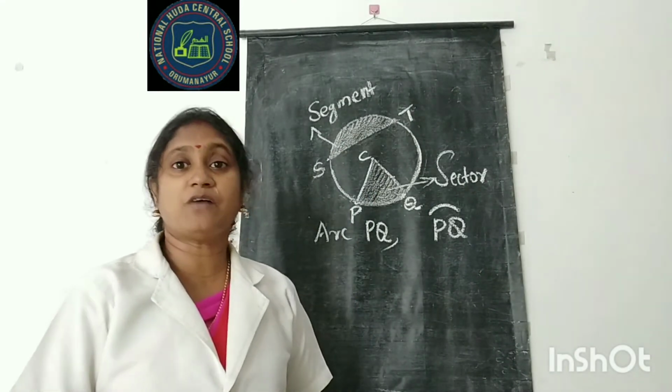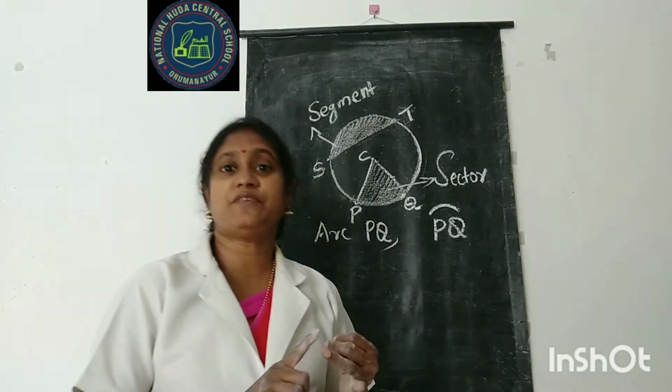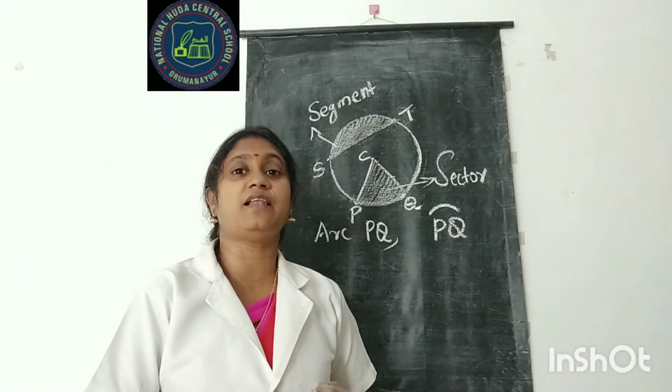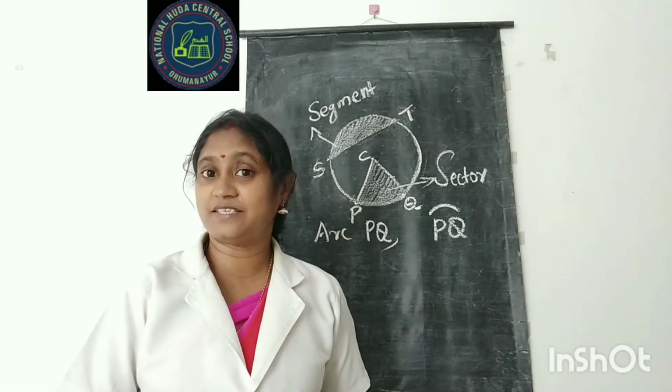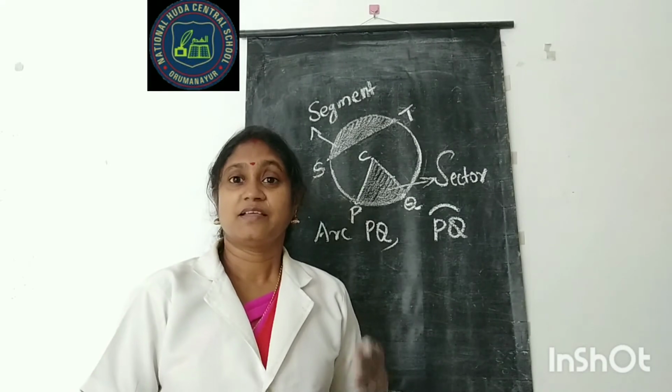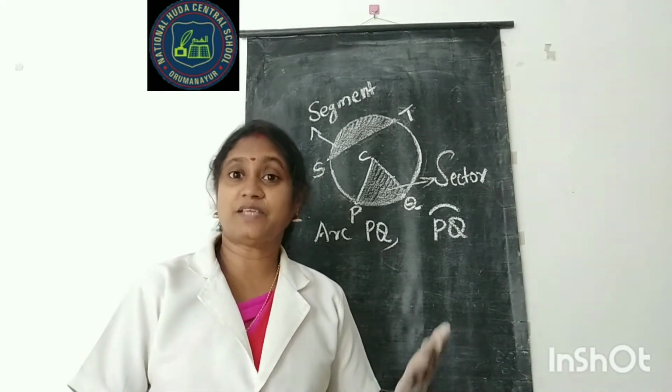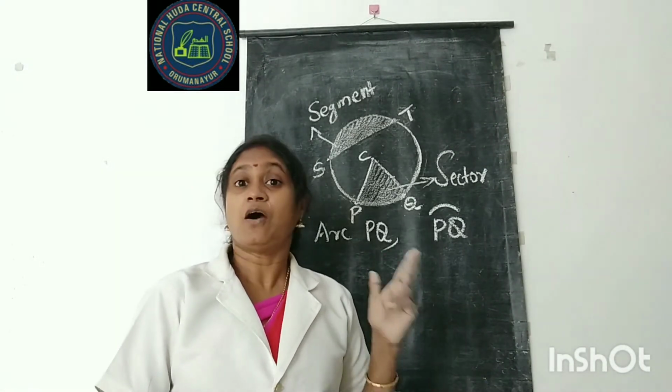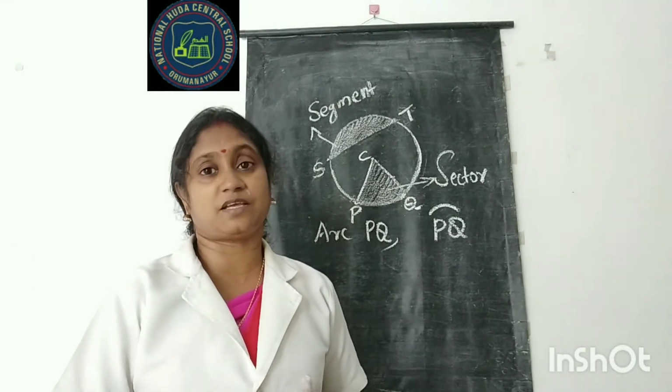So we studied about the circle. After that we studied about the center of the circle. Then the radius and diameter. Then we studied about chord. After that we studied segment and sector. All these are the parts of a circle.